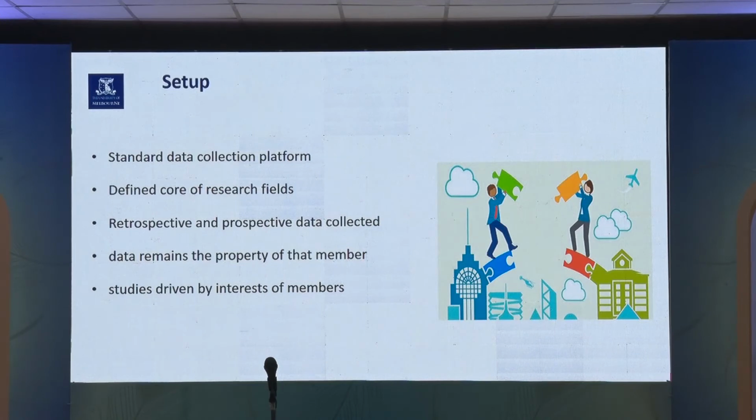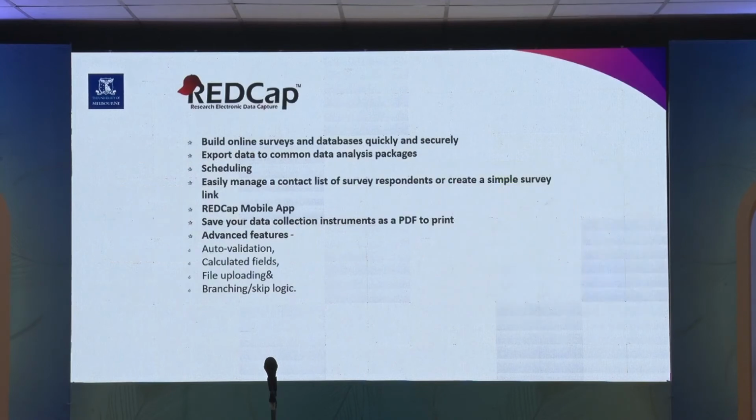So the setup was really to ask and collect a standard data set, collect a defined set of core research fields. We asked all the potential investigators who were interested to come together and define what they actually wanted to get out of this particular consortium. We would collect retrospective and prospective data. The data remains a property of the individual members, so it's not something that I have control over. If Group A gives some data, then they still have control over that data, but they can share it if they wish with the other members. And the studies are basically driven by the members themselves.